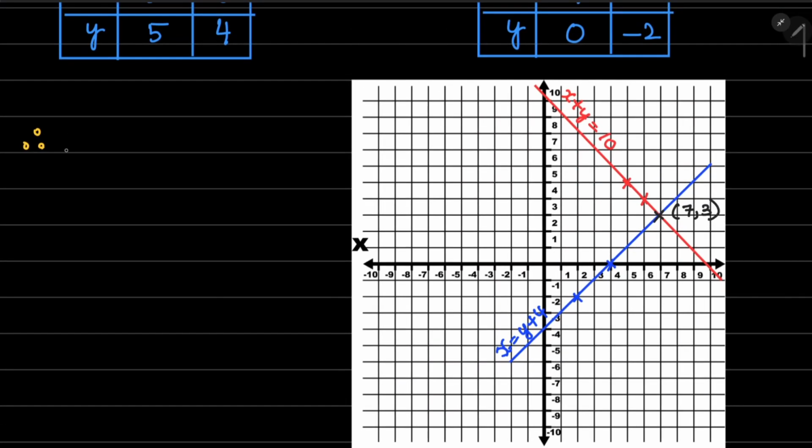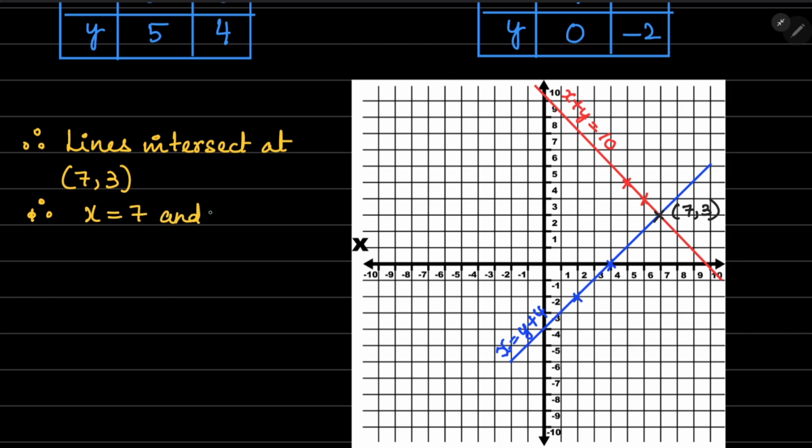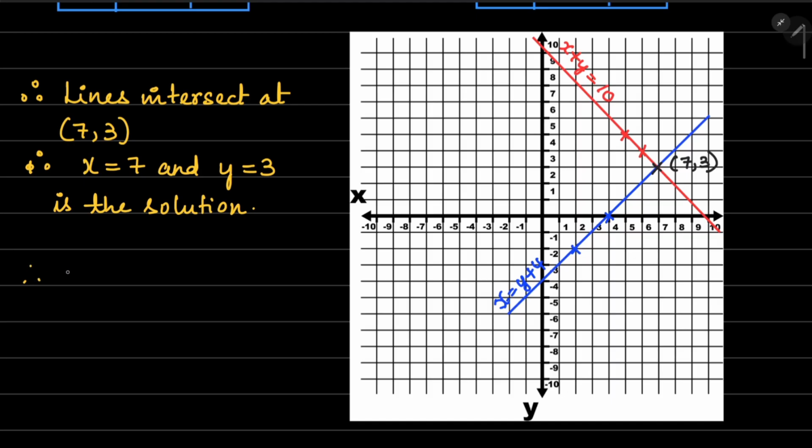it is observed that the lines intersect at 7 comma 3. Okay, therefore x equal to 7 and y is equal to 3 is the solution of this pair of equations. So therefore what is x?